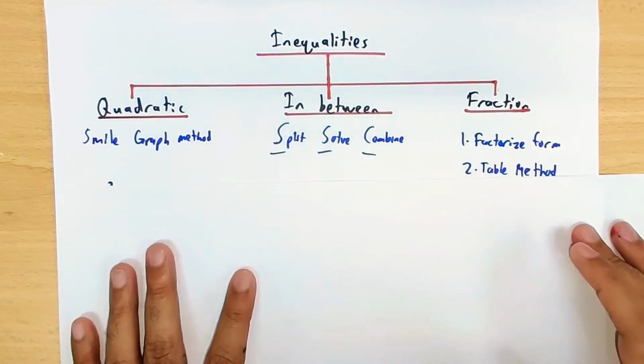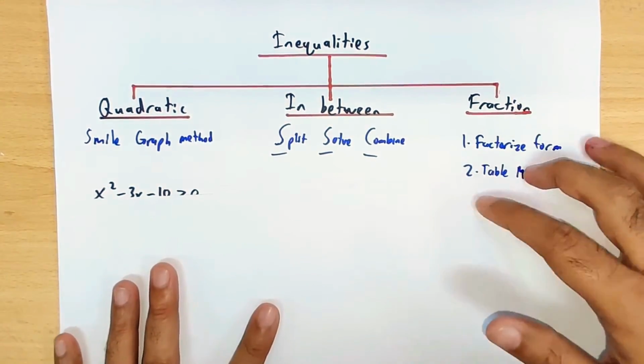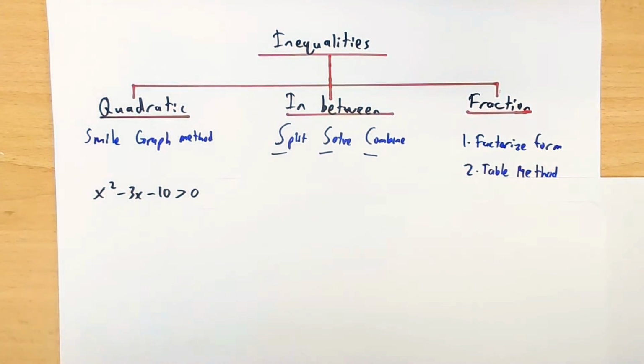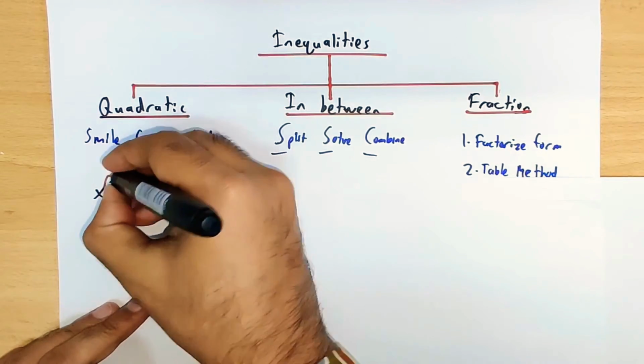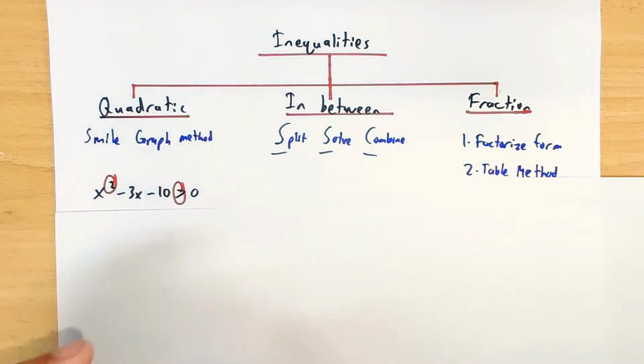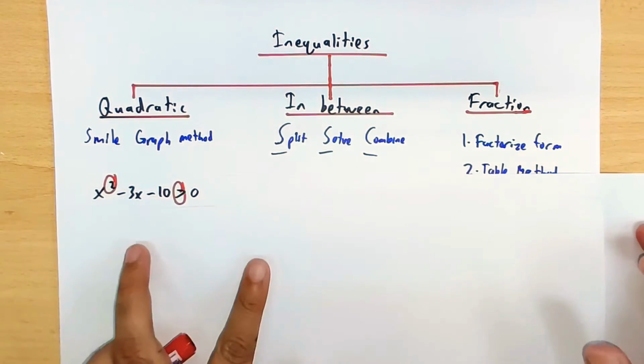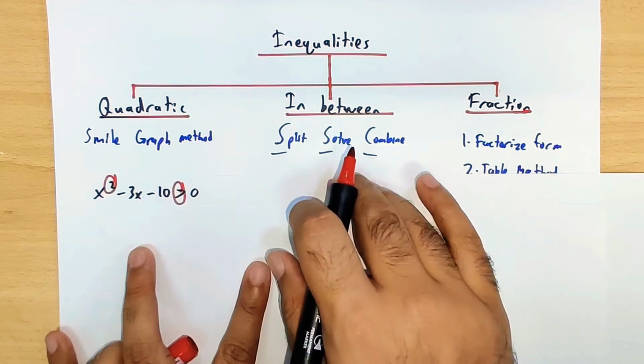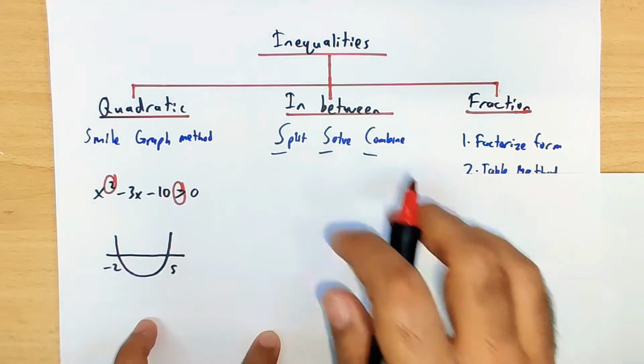So let's start with the quadratic, which is the simplest of all. Well, you can have yourself a quadratic inequality, something like this. Okay, don't forget that you can find there's a squared here and there's an inequality sign. So it's quadratic inequalities. Well, the best way to solve, in my opinion, is to use the smile graph method. So make it a smiling graph.